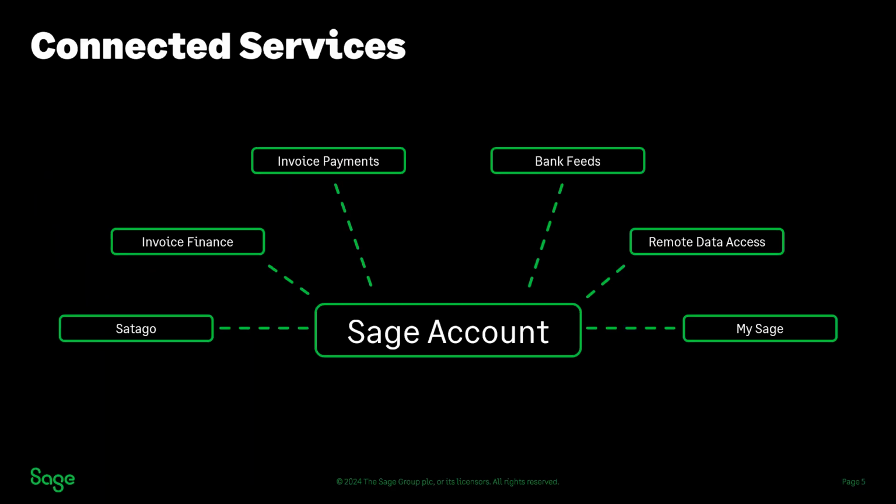We're going to start with connected services and a Sage account. To use any of these apps and add-ons in the software, you must have a Sage account linked to your company. That gives you access to connected services such as Satago, Invoice Finance, Invoice Payments, bank feeds, remote data access, and also Sage Online. It might be that someone from your company accesses the invoices on MySage for your Sage products. But today we're going to focus on remote data access.